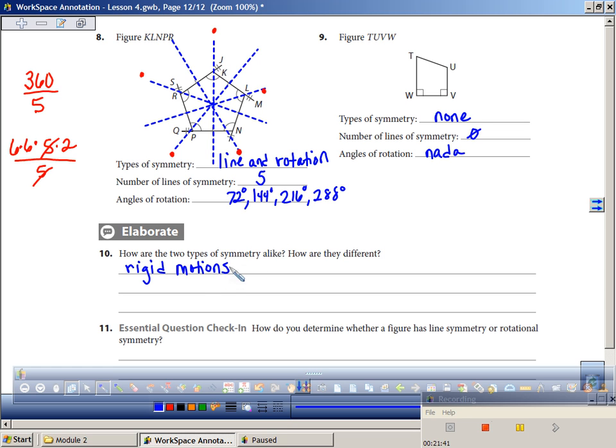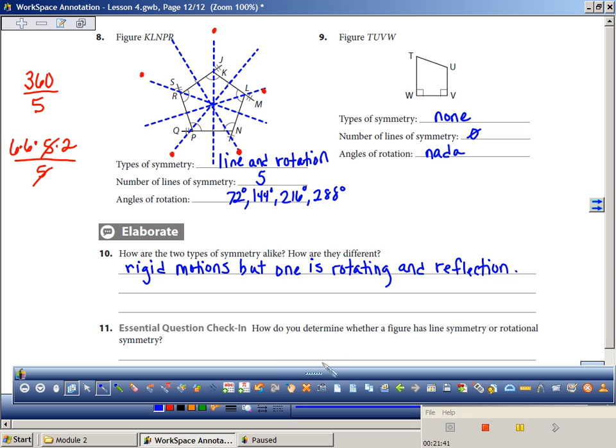What's the difference between them? Rigid motions, but what? One is rotating, and the other? What is it doing? Reflecting. Good job. Aren't those both rigid motions? But different. How do you determine whether a figure has line symmetry or rotational? You reflect it or you rotate it, right?